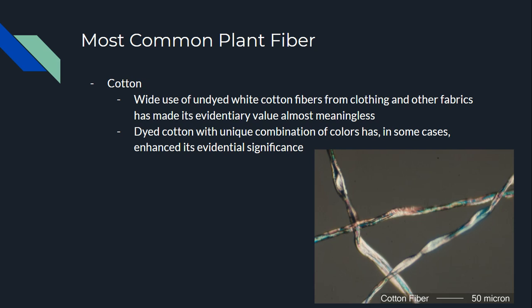So when you find a red fiber and you're like, oh, let's see if it matches Nike or Adidas, you can pull up what their dye composition is for that specific shirt and that blend to see what manufacturer that shirt came from. This is what enhances the evidential significance of fibers found at crime scenes.